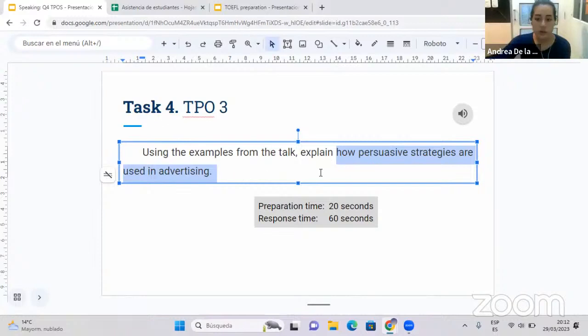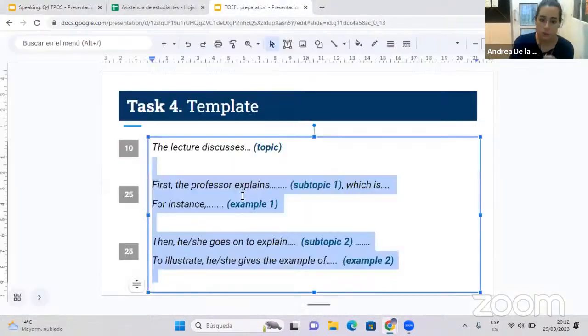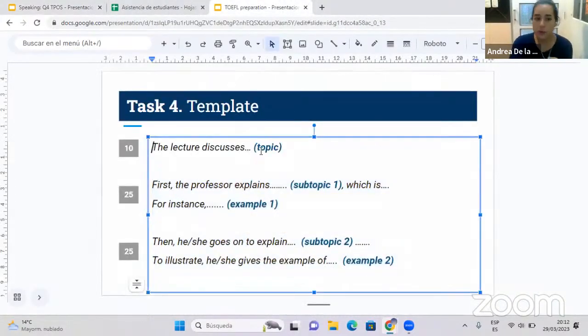Now, in your introduction, you said the lecture discusses how strategies are used to persuade people through repetition. But repetition is only one of the strategies mentioned, right? You have two subtopics under the topic of strategies. The first one, repetition, and the second one, having a celebrity advertise, right? So be careful with the structure. Now the examples are different too. It should have been: the lecture discusses persuasive strategies. First, the professor explains that repetition is one of them.